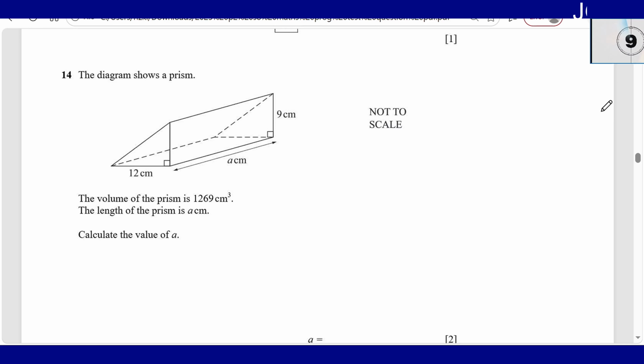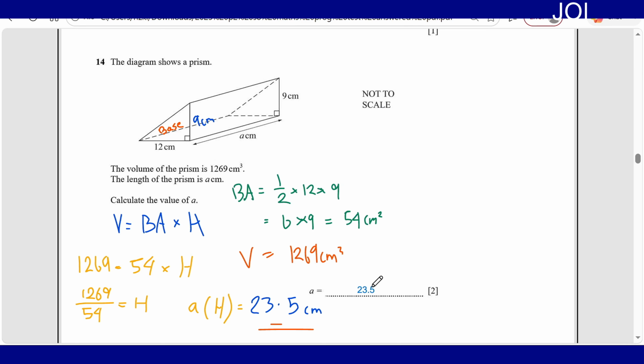Okay guys, let's check it out. So here is the answer, 3.5. That is the value of A in cm, right? So how do you get that? We are given only one data, that is the volume 1269. The formula for volume of a prism is base area times height. That is the general formula for volume, and then we just plug in the number 1269 for volume.